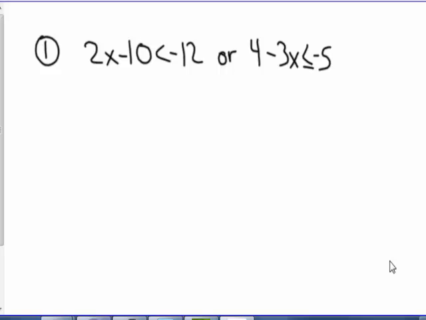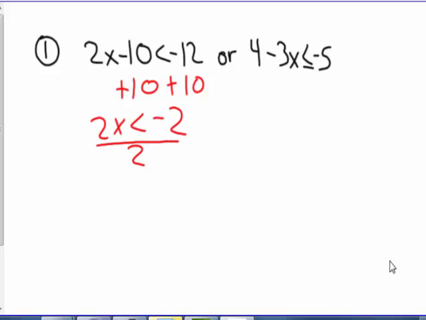Notice we've got an or and not an and. So we need to solve both of these inequalities separately and then graph them on the number line. With the one on the left here, we start off by adding 10 to both sides, and we end up with 2x is less than negative 2. Divide both sides by 2, and we get x is less than negative 1. We're going to stick our or down here.